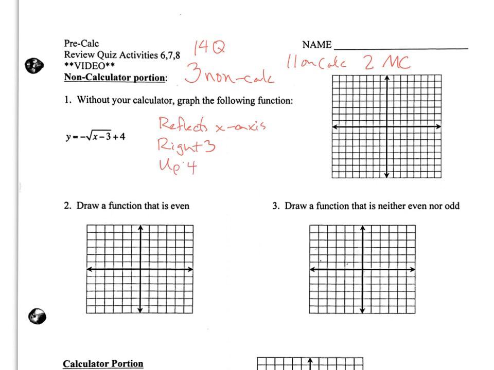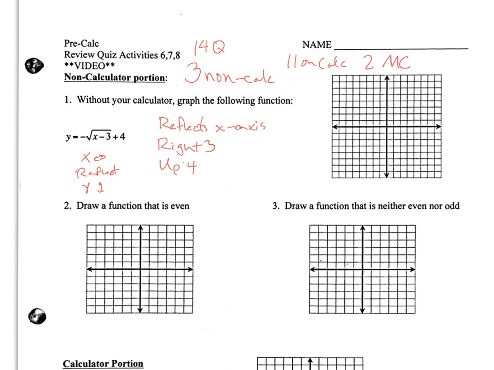Now, the order that you do this really matters. You have to do this in the x, which is left or right. Then you have to do a horizontal shrink or stretch, which we don't have. Then you have to reflect it. And then you're going to move it up. So then we do the y, which is up or down, but obviously we have up.